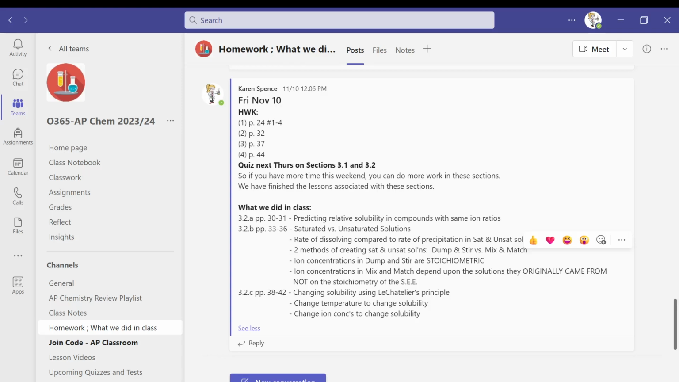Your homework, because you have a quiz on Thursday on sections 3.1 and 3.2. Page 25, pages 45, 46. Okay, page 25, page 45, 46. You can do the quiz today. I should just do the quiz now.